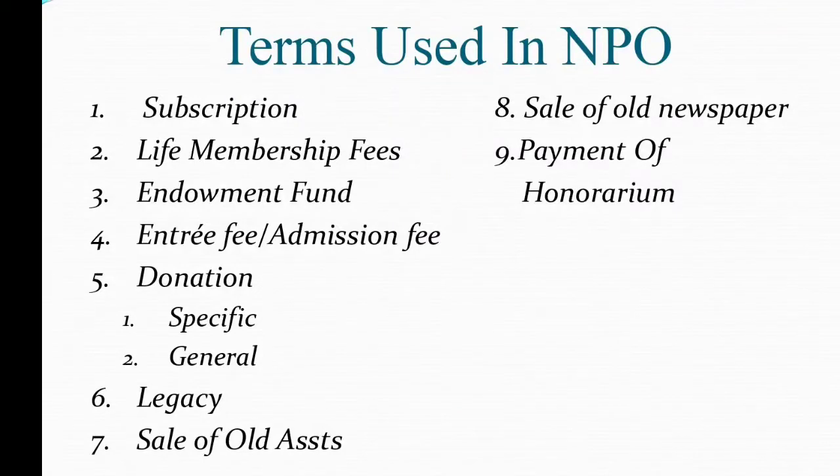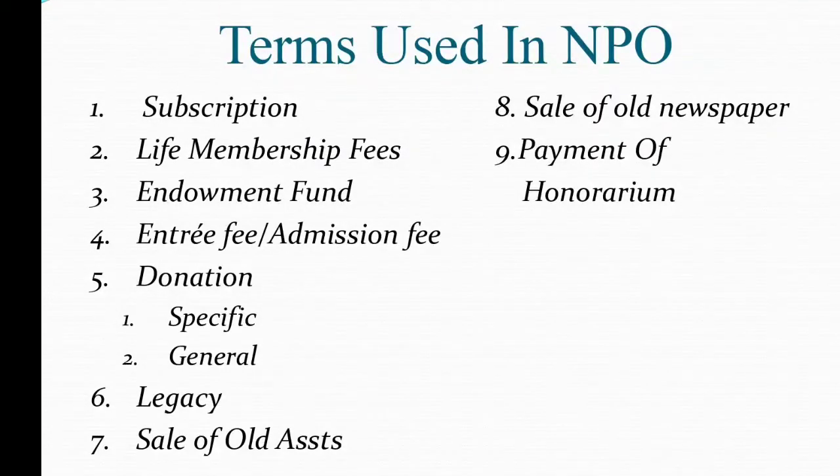The very first term is subscription. Subscription is a regular income to the not-for-profit organization. These are the incomes received from the members of the organization. The members pay a certain amount every year to the organization for its proper working, and that amount paid by the members is known as subscription. It is a regular income to the organization, so it is of revenue nature and is shown on the credit side of the income and expenditure account.